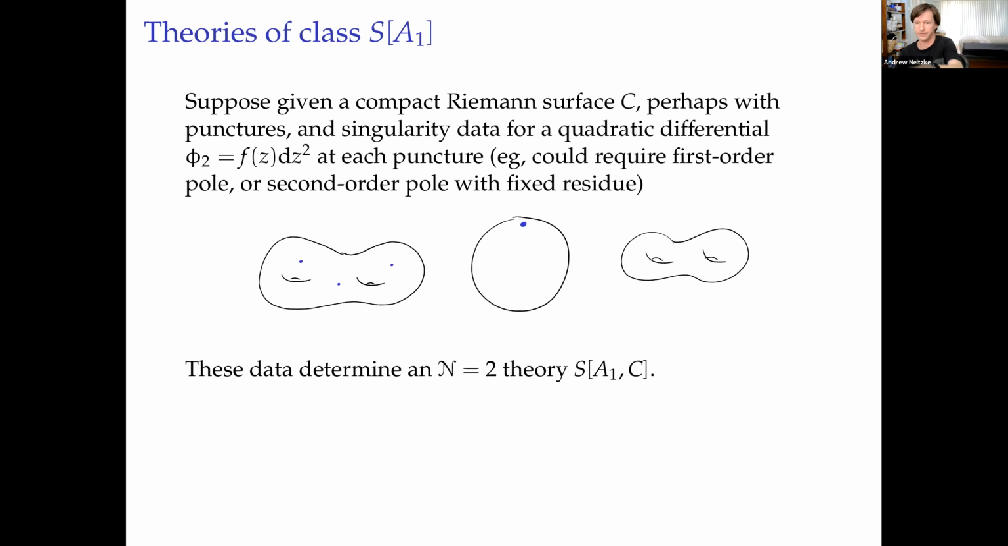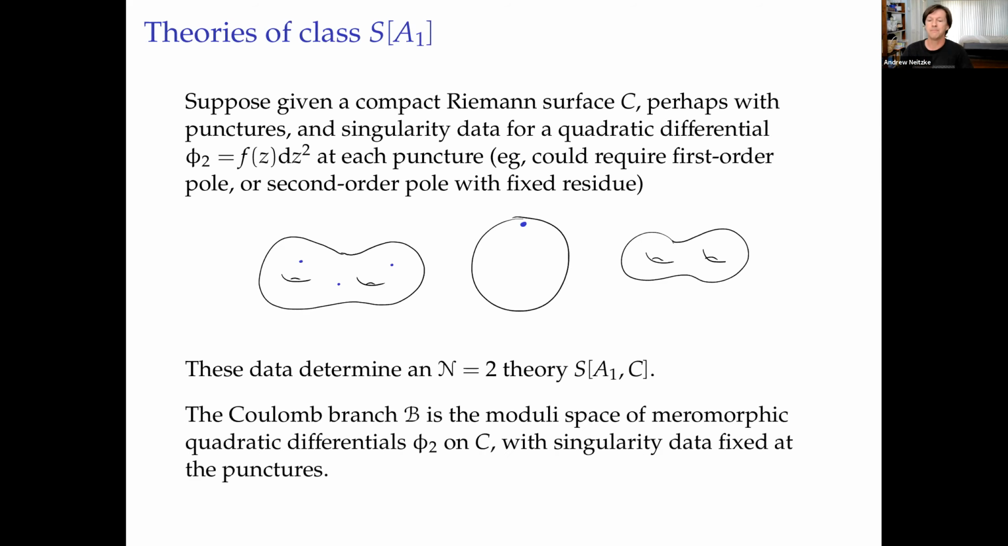It's called S of A1 and C. And in that theory, now let me start telling you what all the data is. So the first thing, the most basic thing, is what's the Coulomb branch? The Coulomb branch is going to be the moduli space parametrizing meromorphic quadratic differentials on the surface, where the singularity at each puncture is constrained by the data that I fixed. So this is a story about Riemann surfaces equipped with meromorphic quadratic differentials.